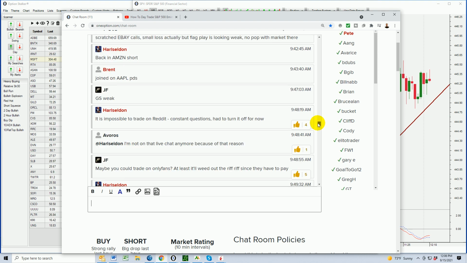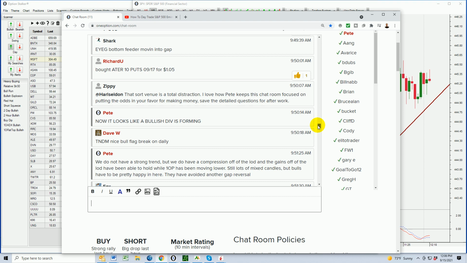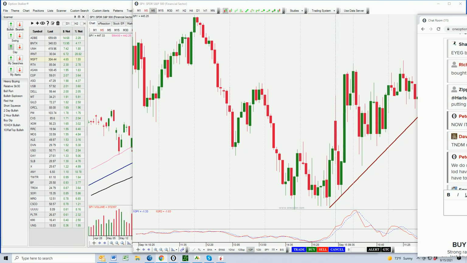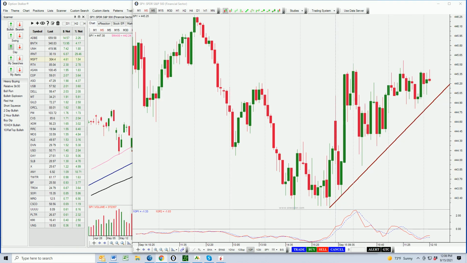Now, as time elapses, I start to get a better feel. And here you can see this is at 9:50. So this is an hour and 20 minutes after the open. Now it looks like a bullish divergence is forming. And I mentioned what a bullish divergence on 10p is.